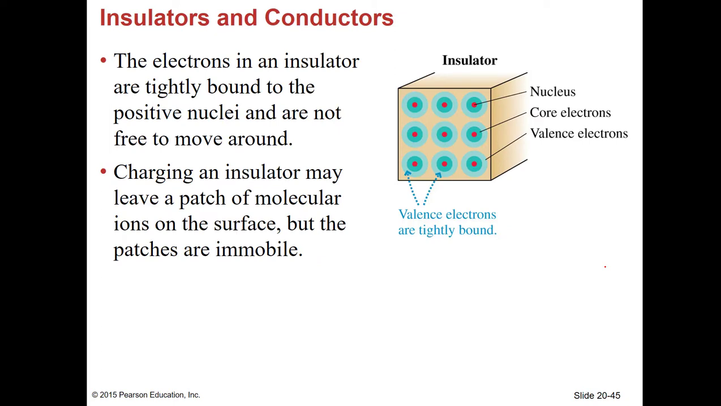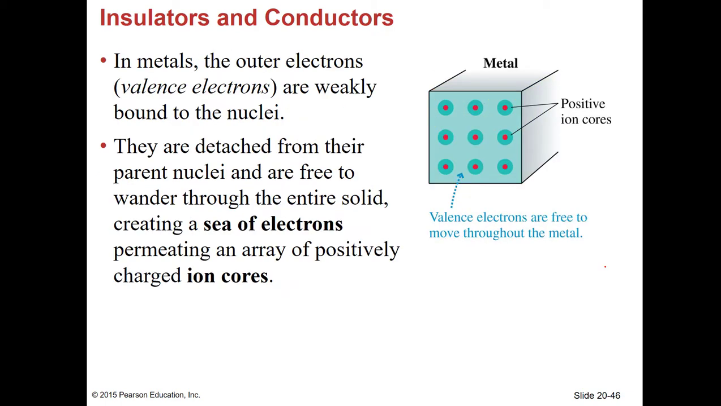So insulators and conductors. Electrons in an insulator are tightly bound to positive nuclei and don't move around easy. Okay? So things, again, like glass, plastic, any object like that. Objects where electrons can more easily move are called conductors. So arrangements like this, where you have outer electrons that are weakly bound, so valence electrons, and they can more easily move around in the metal, and they actually move through here. So detached from parent nuclei and free to wander through the entire solid, creating a sea of electrons. That's how you can think about it.